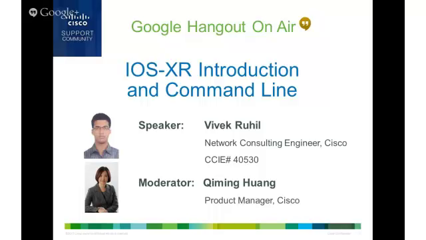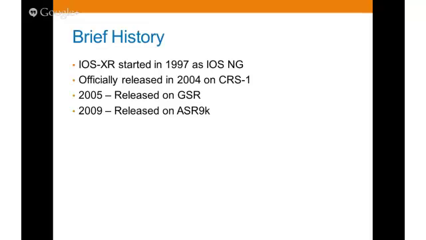Welcome, everyone. Today we will discuss iOS XR and how it is coming out into the market. So let's get started without wasting any time. Just a brief history: this started in 1997 and was named iOS NG. Officially, it was released on CRS-1 routers, the core in the service provider, in 2004. Thereon, it went on to be released on the GSR as well as the ASR 9K. And apparently, these are the only three routers that currently support iOS XR, and these are all routers that are there in large enterprises or service providers.